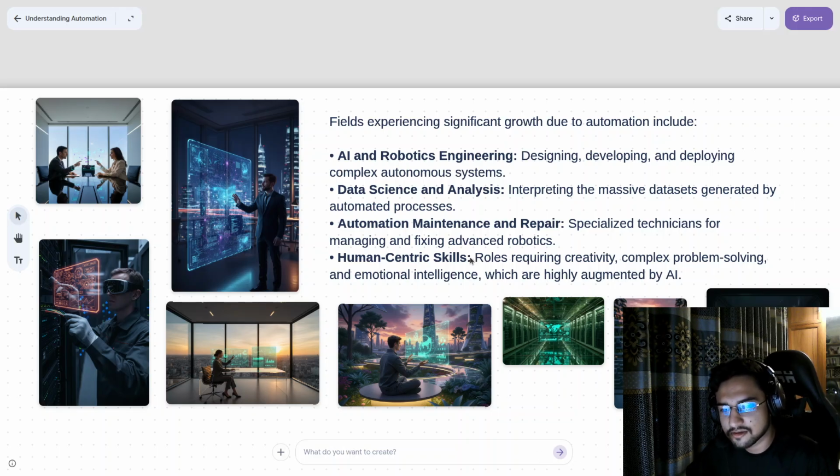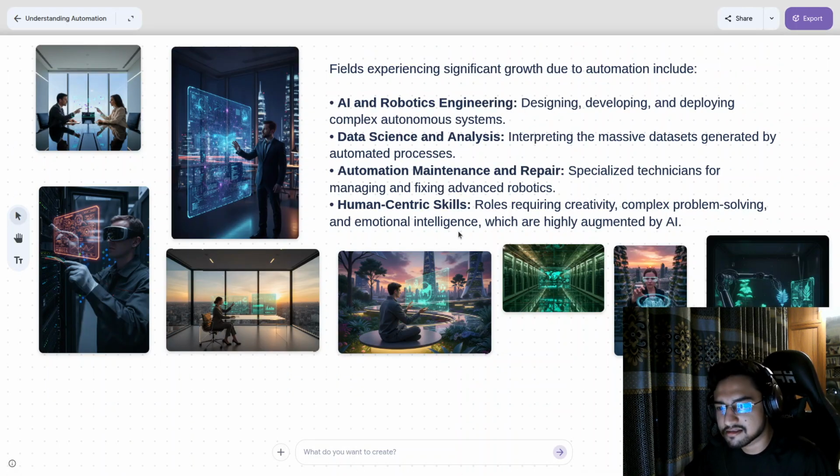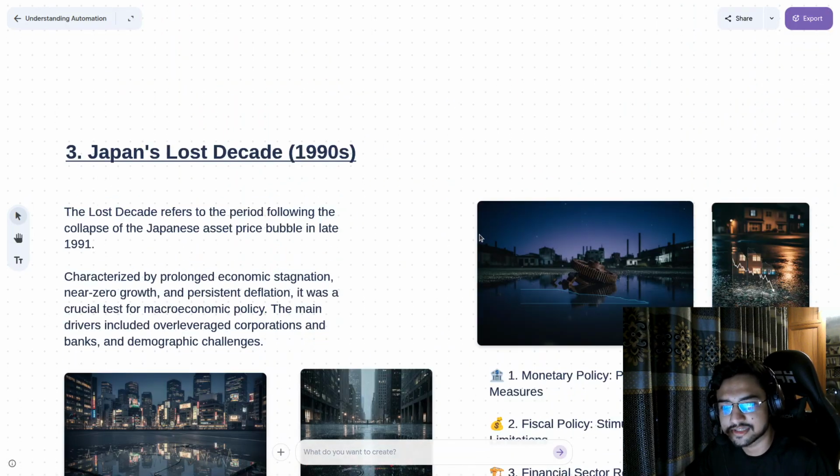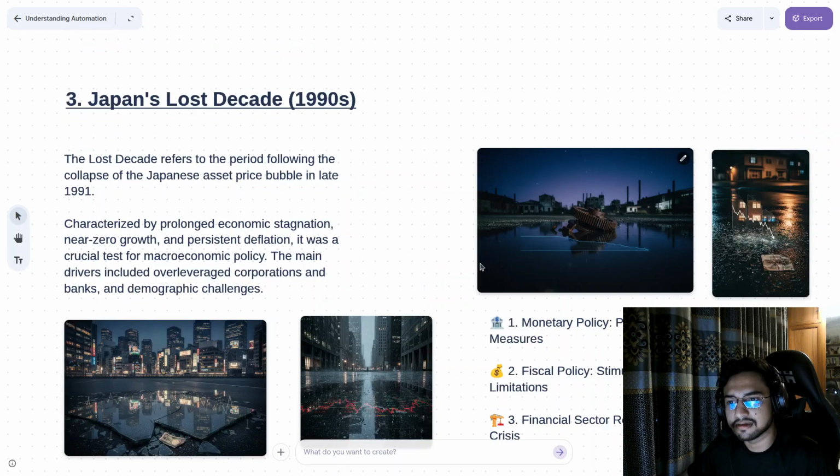Okay, so after that, what do we have? We have a case study. The case study might seem a bit irrelevant, but let's connect the dots. We will take a look into Japan's lost decade.